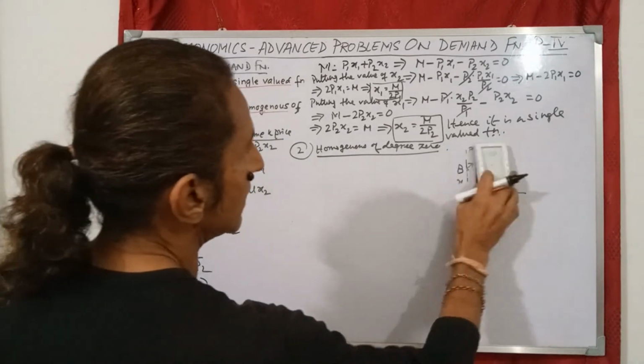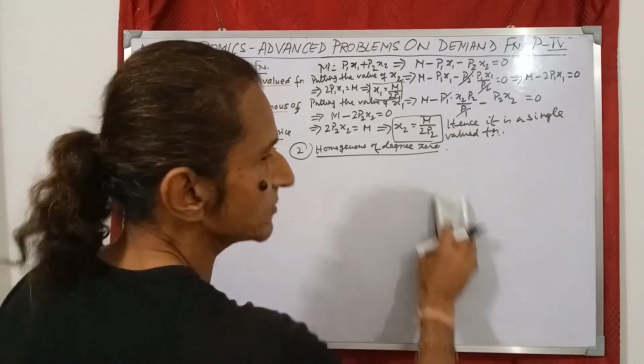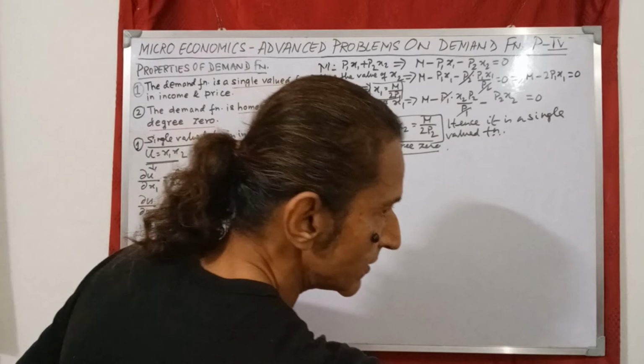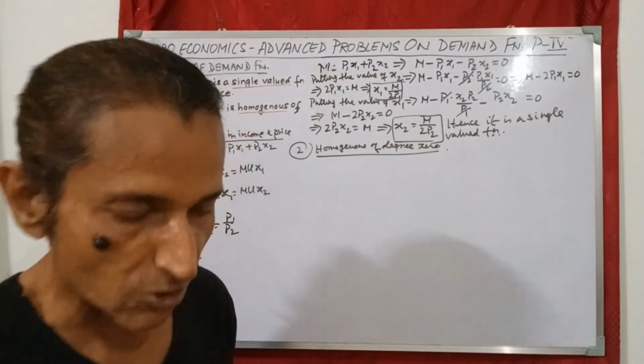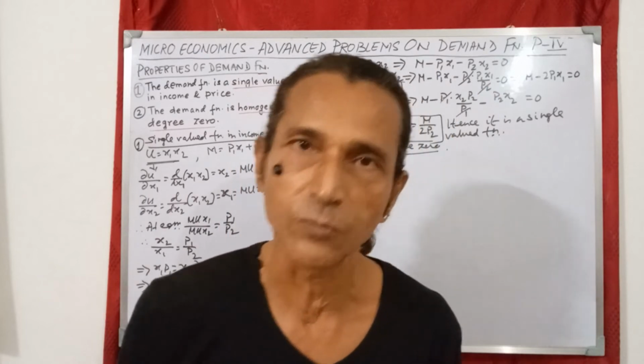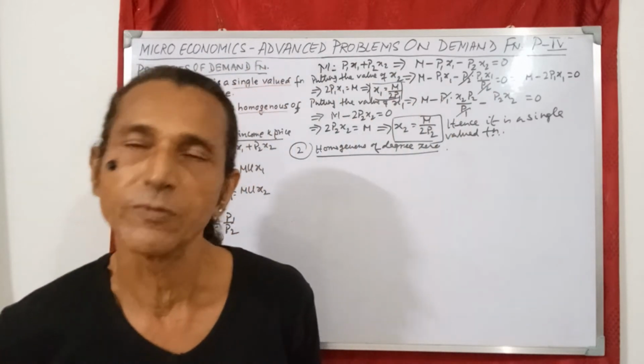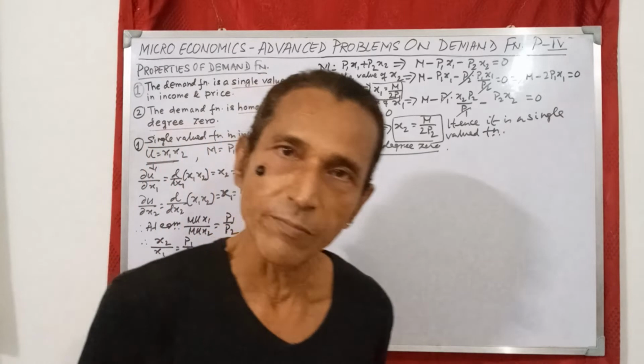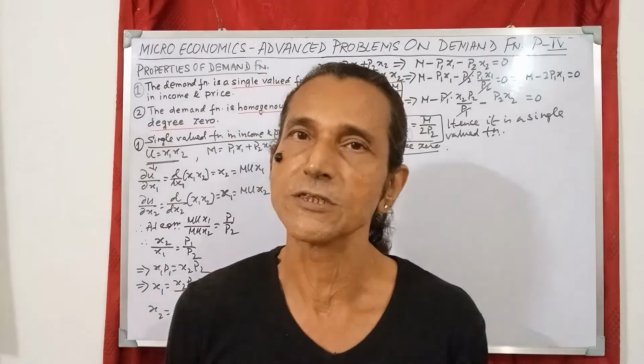Now we know this. Here I shall prove it mathematically. That is, when income of the consumer and prices of the commodities increase or decrease by same proportion, then the consumer will purchase the same bundle of commodities as he or she was doing earlier.